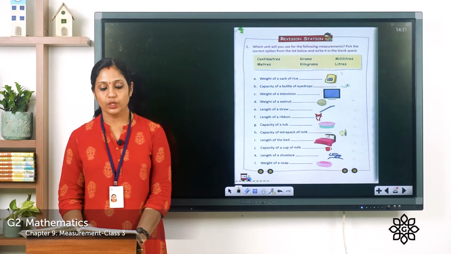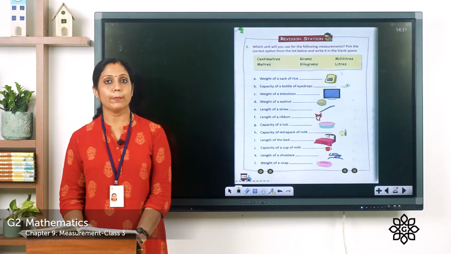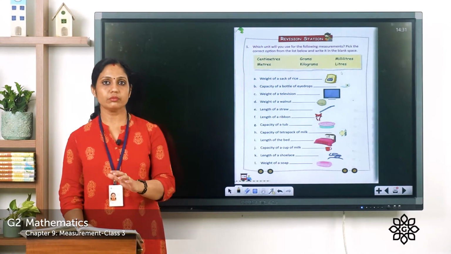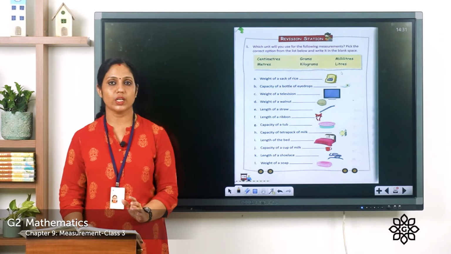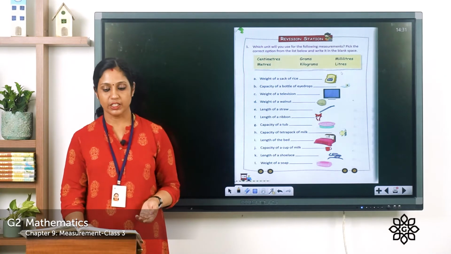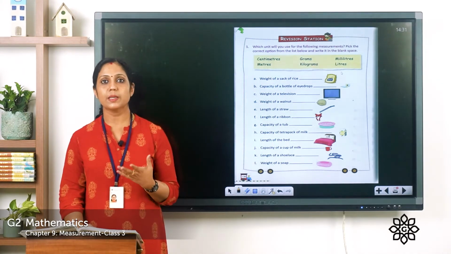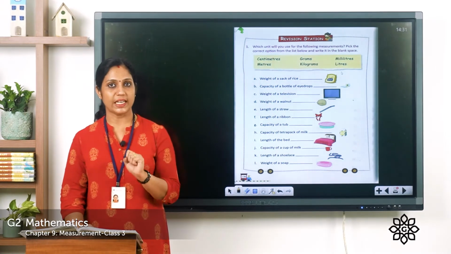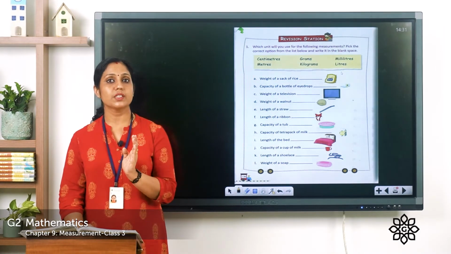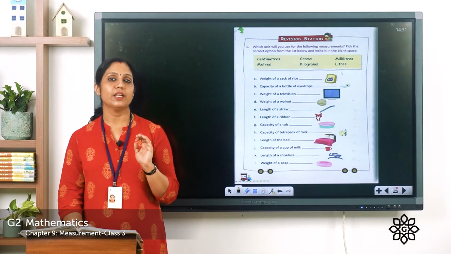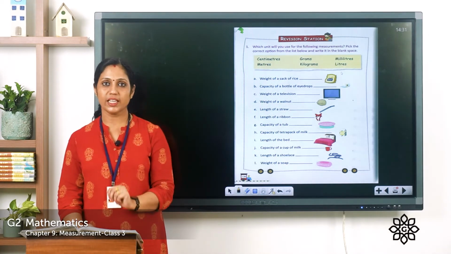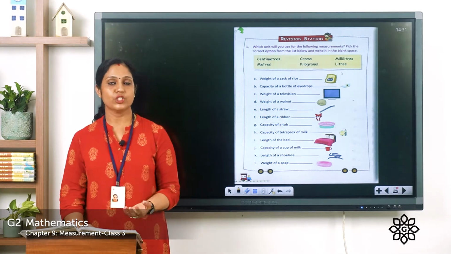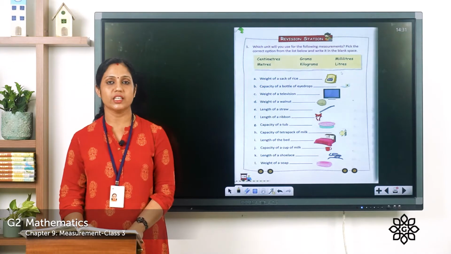Which unit will you use for the following measurements? Pick the correct option from the list below and write it in the blank space. So some words are given in the help box. So what are they? Centimeters, meters, grams, kilograms, milliliters, liters. So centimeter and meter are used to measure length. Grams and kilograms are used to measure weight, and milliliters and liters are used to measure capacity. So what we have to do, some questions are given. We have to check which unit of measurement is needed to measure it.